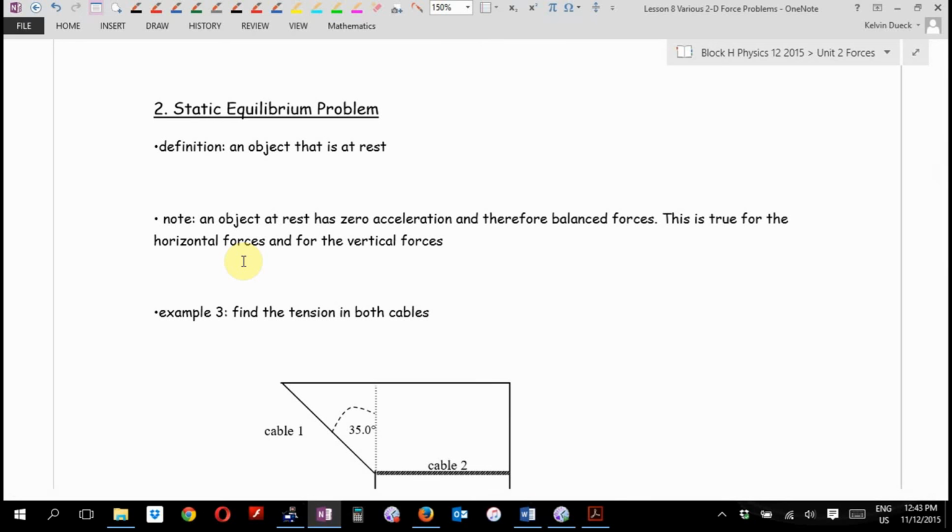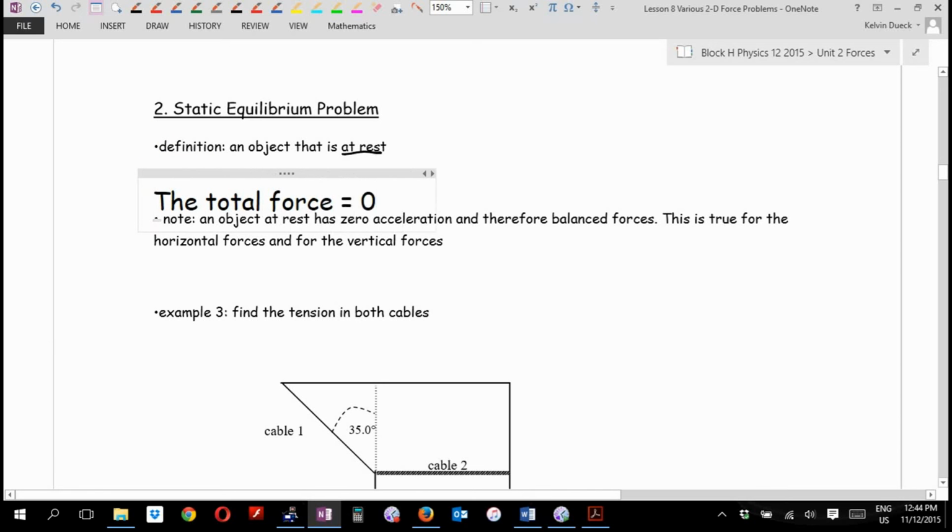Clay, static equilibrium. The static equilibrium problem. The definition of something that's in static equilibrium is an object that is at rest. Actually, there's a better definition. The total force is 0. It's not accelerating. Which really means if the total force is 0, what's the acceleration? 0. All the forces are balanced. This is true for both the horizontal and the vertical forces.